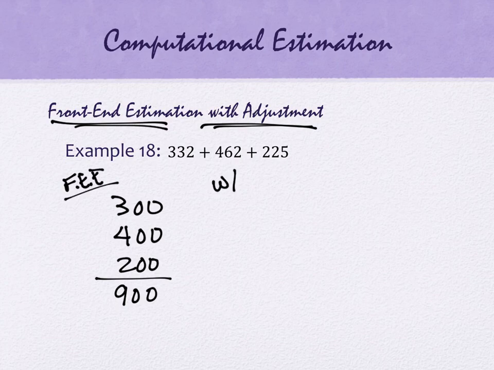All right, the with-adjustment part takes a look at what we didn't actually get to include, these numbers. We can do this with a 3-digit number like we are now, or it could be a 4-digit number, doesn't matter. You still use just the first digit, and then you consider whatever else is remaining afterwards. Okay, and the goal is not to do the same thing again. We're not going to turn 32 into 30 and 62 into 60 and 25 into 20. That's not what we're doing. That'd just be another front-end estimation step.